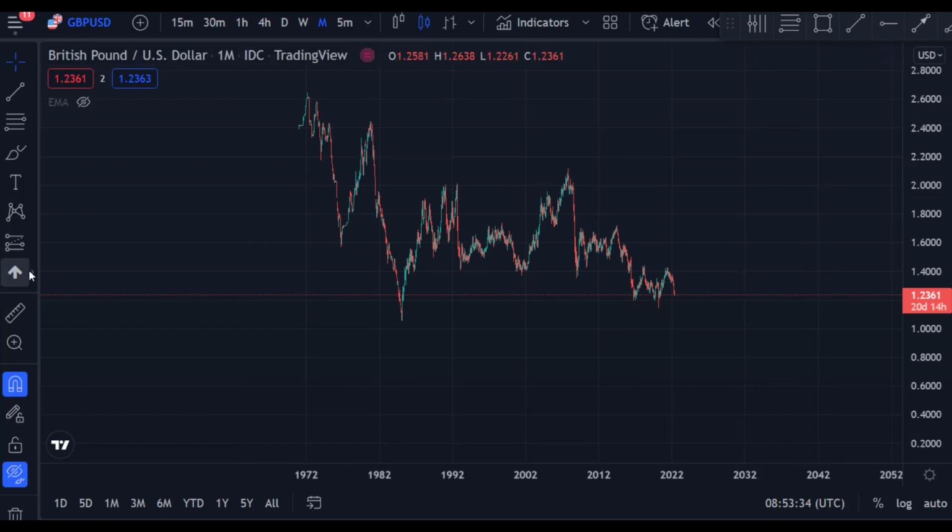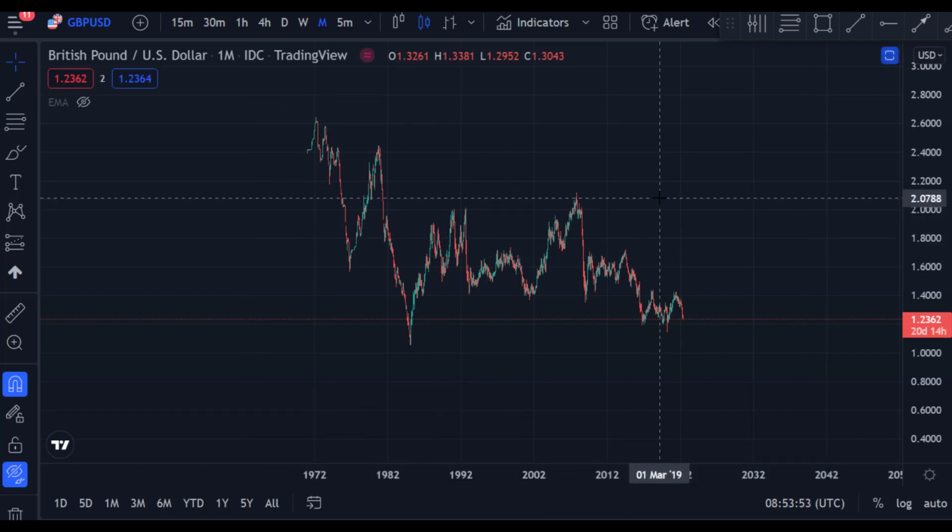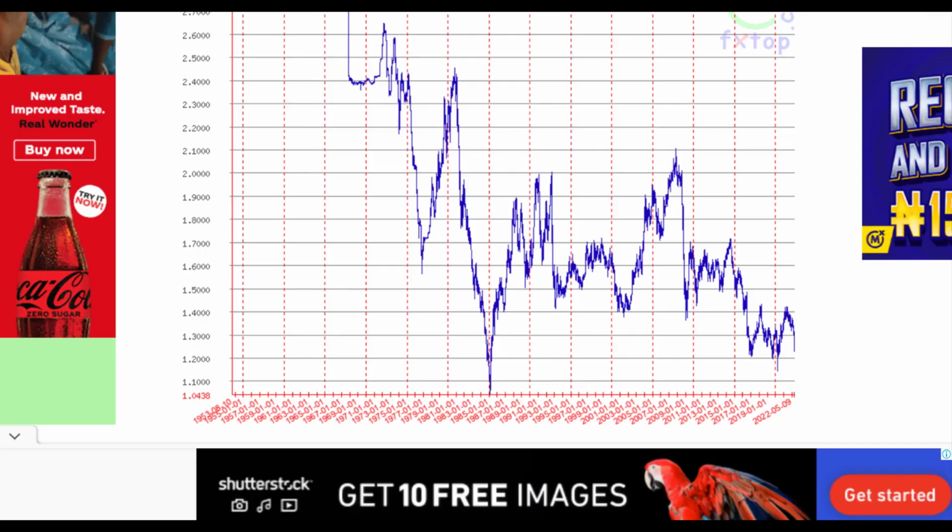Now, this is a monthly chart of pound dollar. Your chart might not look exactly this way, it just depends on the broker you are using. I'm using IDC. They have the longest chart on TradingView. But in case you want a pictorial view, you can go to FS Top. You can see here that the market has actually been dropping. This is pound dollar. It's been dropping all this while, and from there it is making a three-wave move.